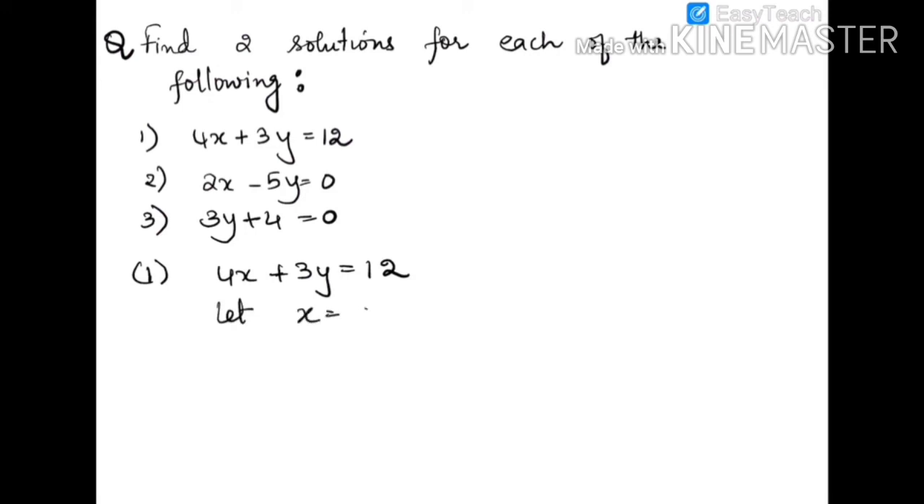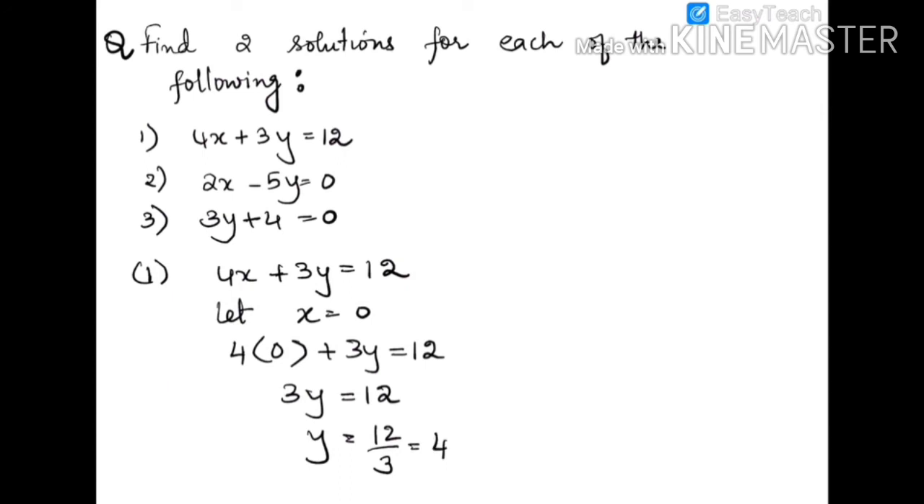Let x be equal to 0. So 4 times 0 plus 3 times y is equal to 12. So 3y is equal to 12. So y is equal to 12 upon 3, which is equal to 4. So 0 comma 4 is a solution.